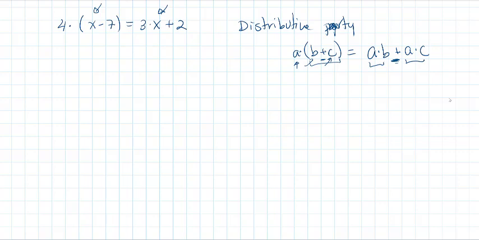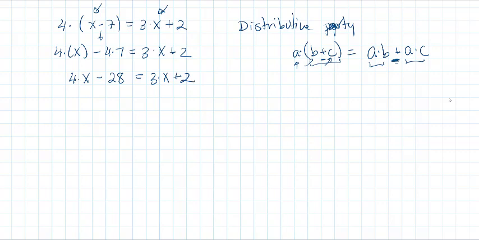Okay, so let's apply that to this equation. We have 4 times x minus, because of this minus here, 4 times 7 equals 3 times x plus 2, where we haven't done anything with our right-hand side yet. Let's write this out a little more neatly. We have 4 times x. We can remove the parentheses because it's just one element there. Minus 28, 4 times 7 is 28, equals 3 times x plus 2. Okay, now we'd like to group together all the variable terms.